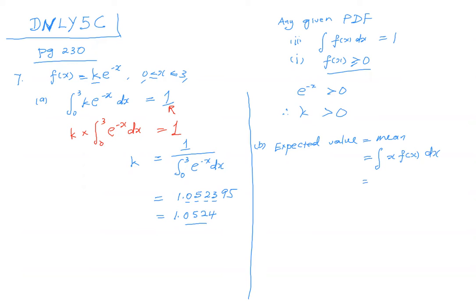Okay, so you key in 0 to 3, x, your f(x) is k e to the power of negative x dx. So just put into the calculator and get the answer. I will call someone to give me the answer as well.